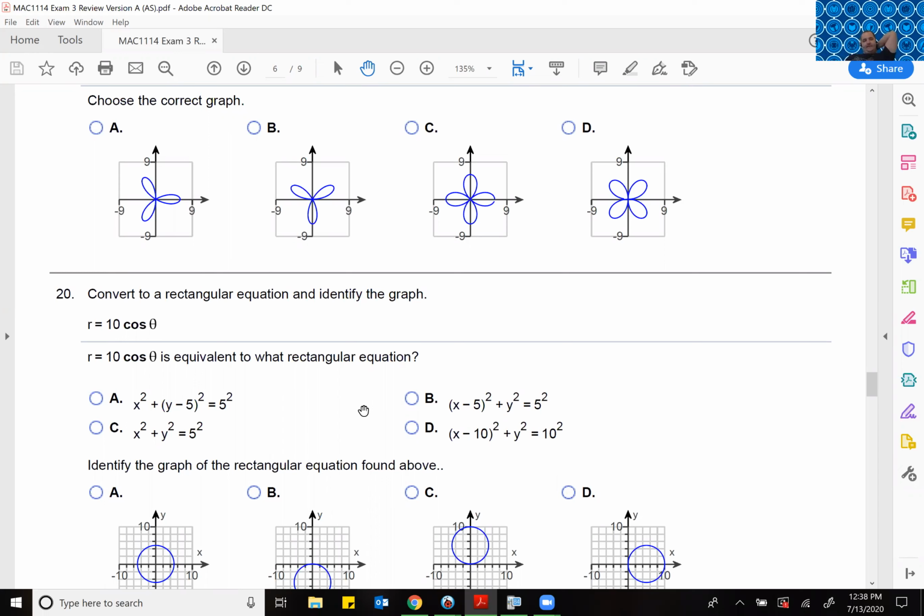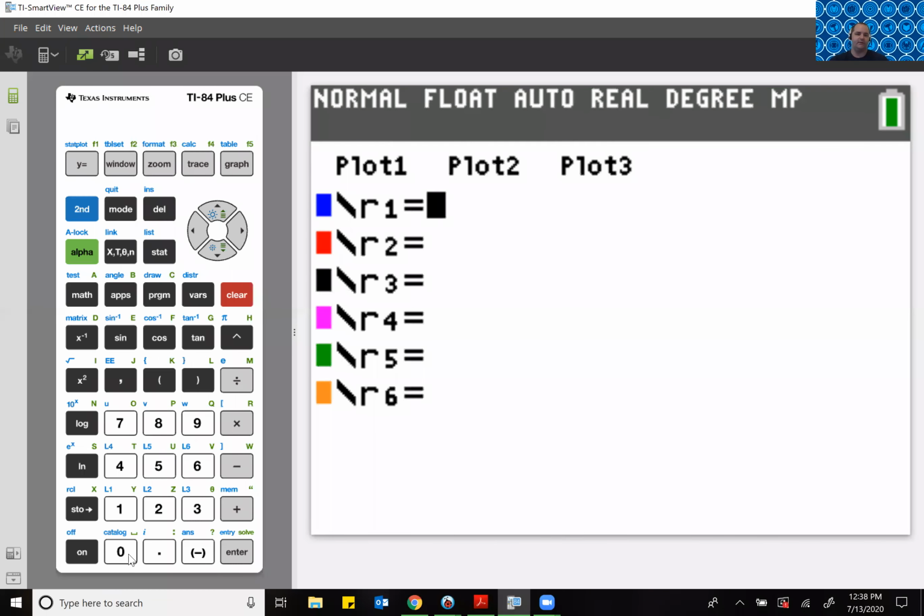So we need to convert this into its rectangular form. Obviously down here, you kind of got a hint. The thing looks like a circle. Even better, we're actually going to know what the graph looks like if we just come back up in here and just say 10 cosine theta.